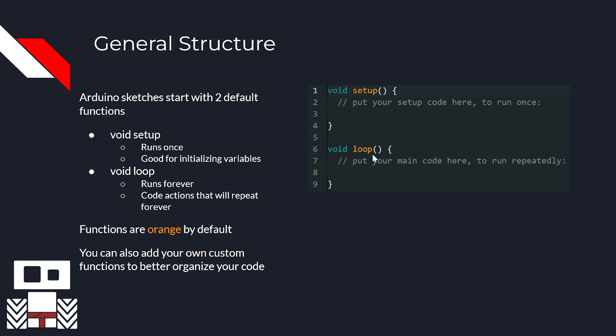Then in loop, you have all the actions you want to do, the actual logic of your main code. This could be looking at the sensor reading of the ultrasonic sensor, and based on the distance you are from other cars, you can do other actions. This loop will just continuously run forever and ever.